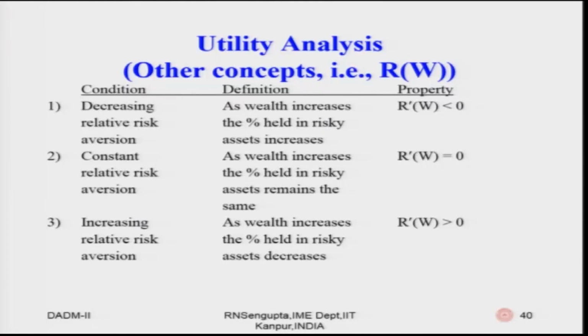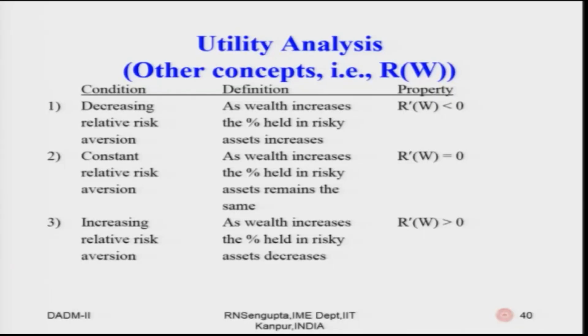So, with this let us come back to the same type of table which we have already discussed. In the table we have in the first column condition, in the second column definition, and in the third column the mathematical property. Now, I will start again. The overall concept of condition, definition, properties is exactly the same as we have discussed for the table for A, which is the absolute risk aversion property.